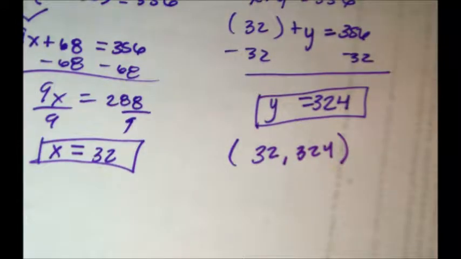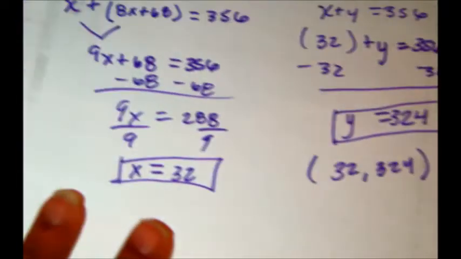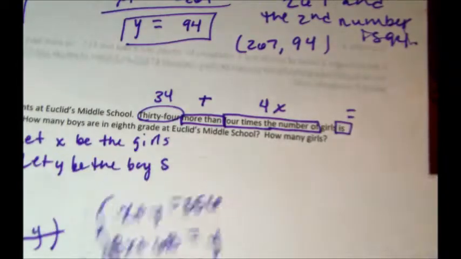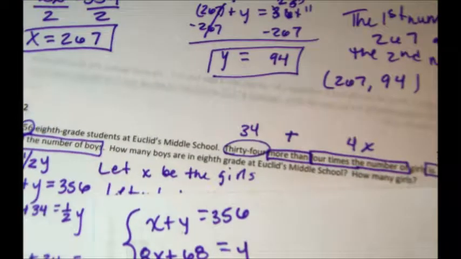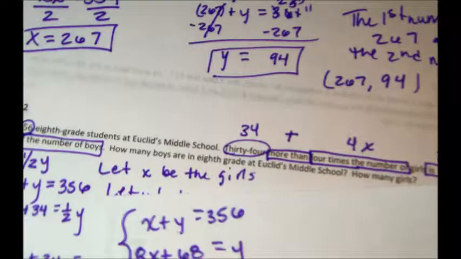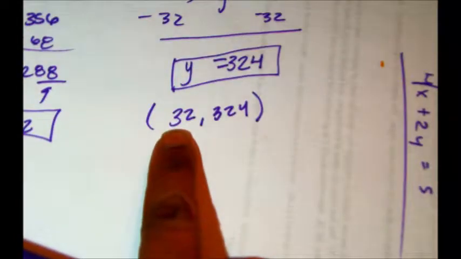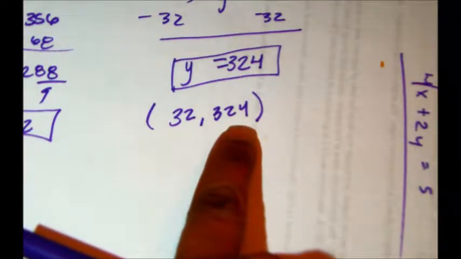But remember, we're working out a word problem. So what does this mean? What does the solution mean in context? Well, since we let x represent the number of girls and we let y represent the number of boys, it means that there are 32 girls and 324 boys.